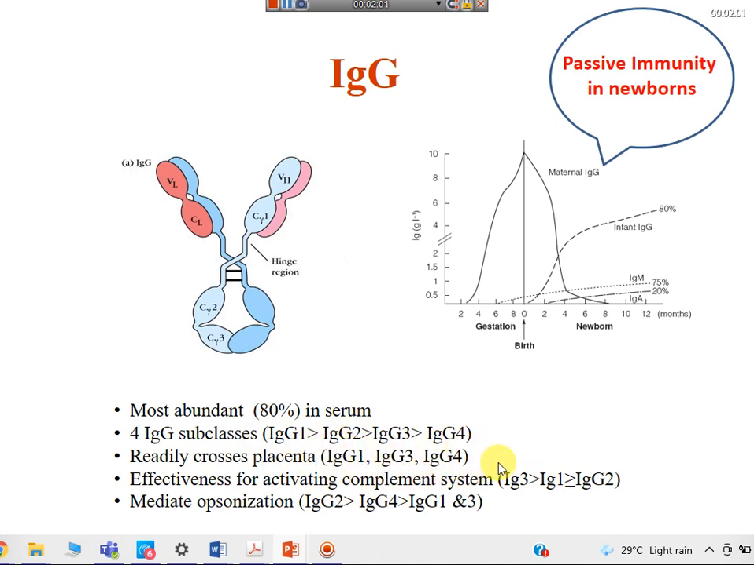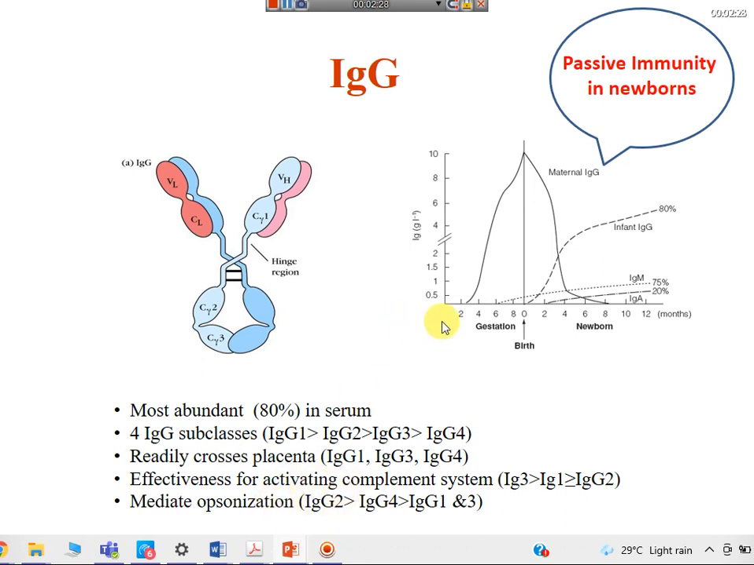and provide protection to the embryo during the gestation period. Another feature of these antibody molecules is that they effectively activate the complement system. IgG3 is most capable in doing that, and IgG also mediates opsonization, that is antibody mediated phagocytosis by macrophages. IgG2 is most capable in mediating opsonization.